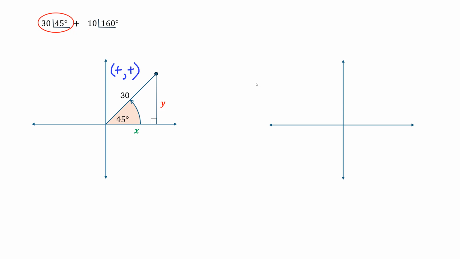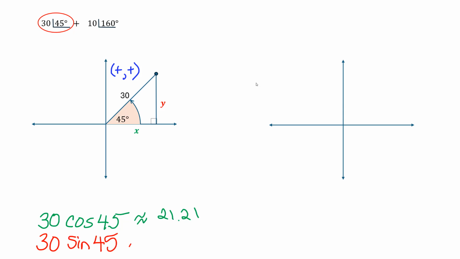And we're going to remind ourselves that we're in the first quadrant, so the values for x and y will both be positive. So we'll use cosine to find x. So 30 cosine 45 is about 21.21. So that would be our x coordinate. And then if we do sine for our y coordinate, 30 sine 45 is about 21.21 also, because this triangle has both sides the same length because it has a 45-degree angle.